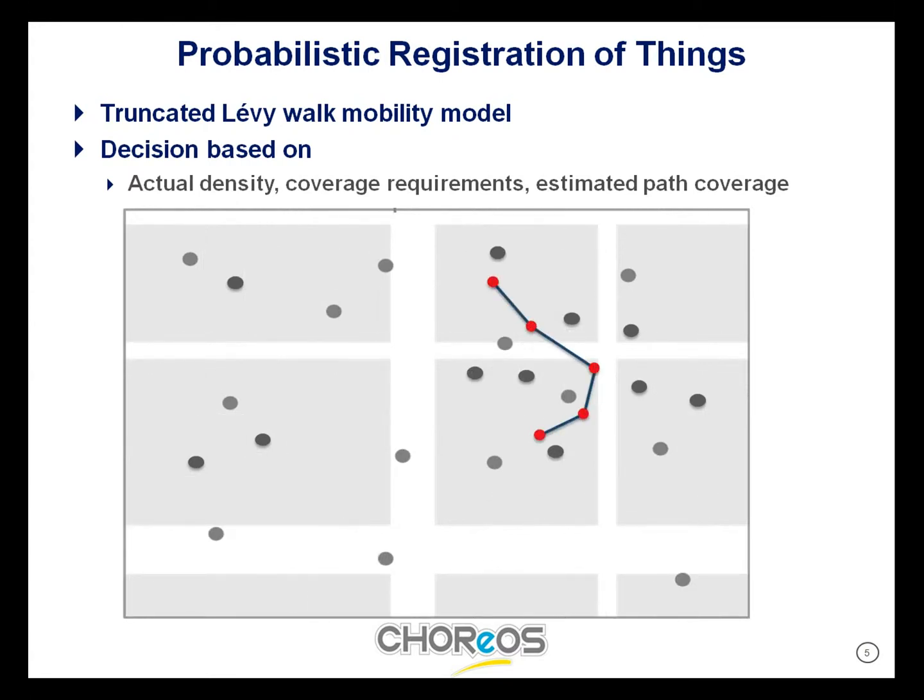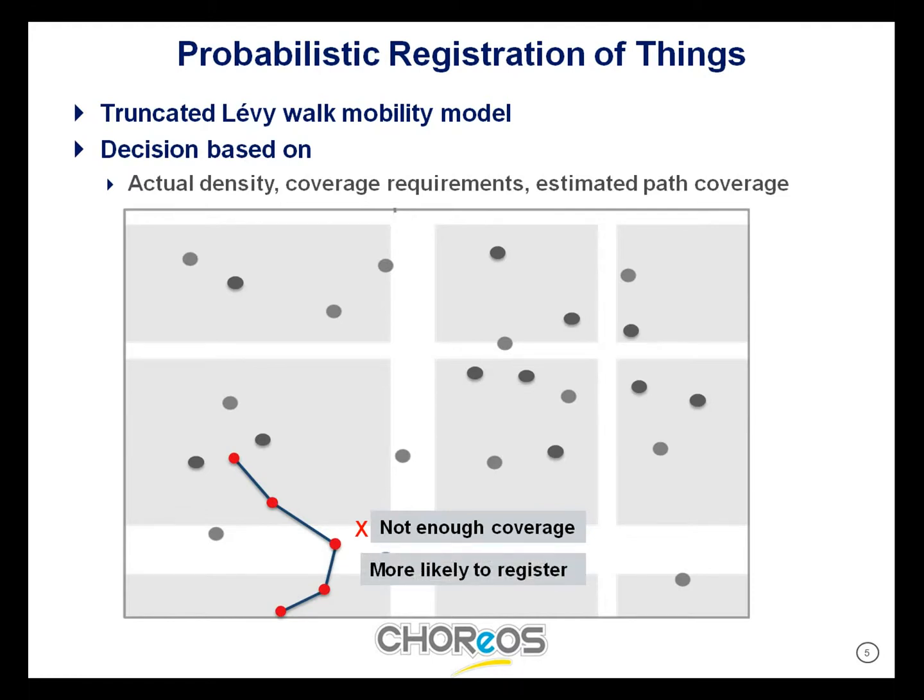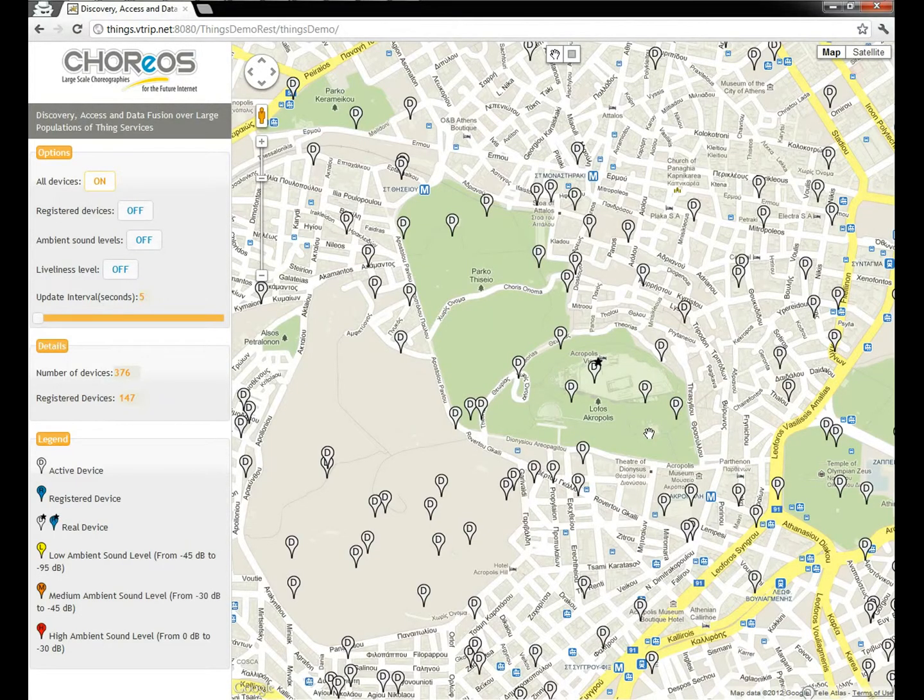So in the first case shown here, there is enough coverage along the user's path, which makes their phone more likely to not register. While in the second case, there is not enough coverage on the path, making the phone decide to register. We demonstrate the effect of this algorithm for selective registration as displayed on the map of Athens. When we click on the Registered Devices button on this map, we can see that only some of the phones have actually registered, including the real device.